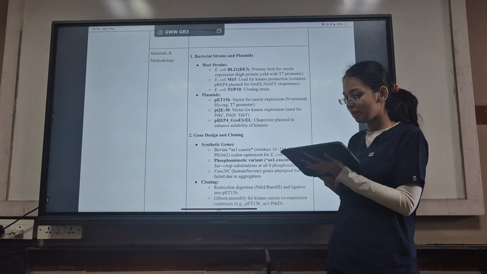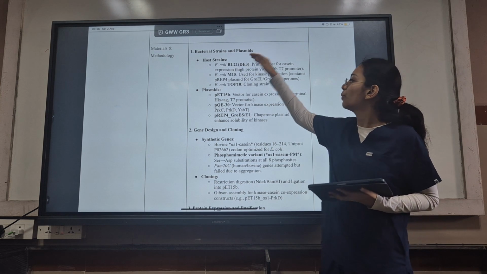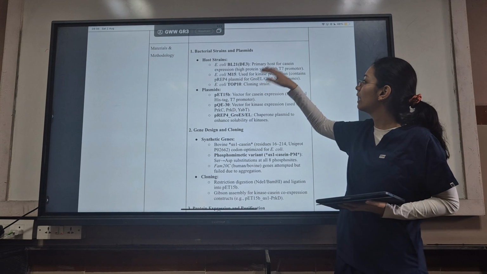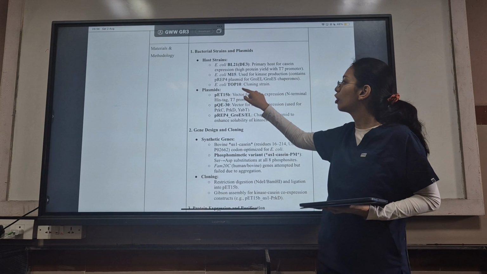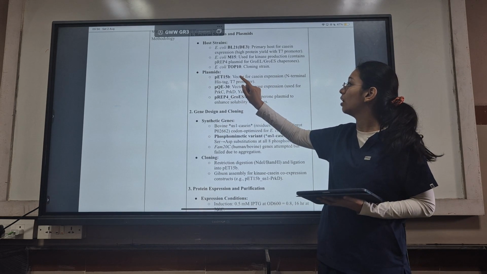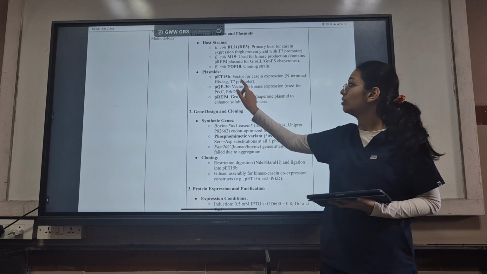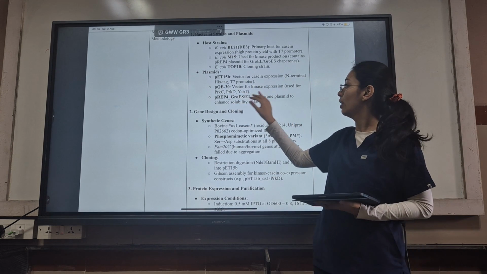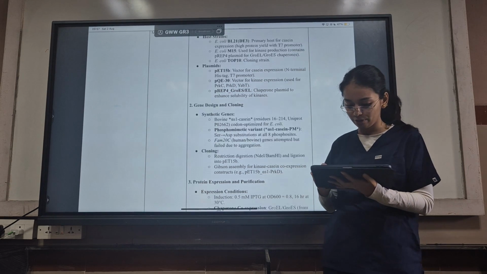Moving on to the materials and methodology. First they took the bacterial strains and plasmids. These were the strains which had high protein yield. E. coli BL21 was used for kinase production, and E. coli TOP10 was used as a cloning strain. It also has plasmids like pET15b as the vector for casein expression, another plasmid which acted as a vector for kinase expression, and this one acted as a chaperone plasmid to enhance the solubility of kinases.